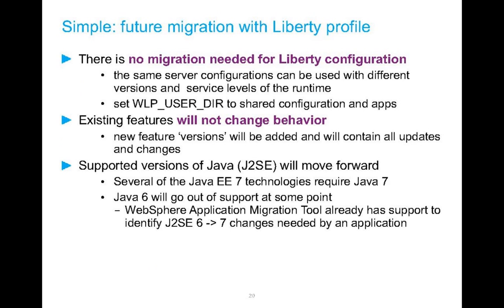And then we support different versions of Java SE, and as and when Java goes out of support on a particular version, we could also stop supporting it. Several of the Java 7 technologies require Java 7, so you would need Java 7 for that, and Java 6 would go out of support at some point of time. If you want to migrate from different Java versions, then you'll have to use the application migration toolkit so that it can pick up if there's any incompatibility.